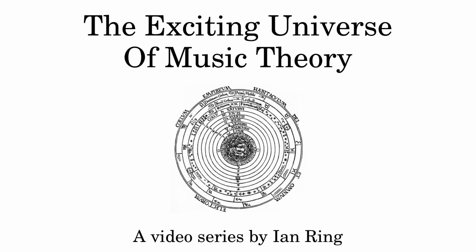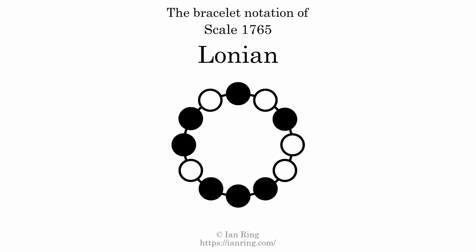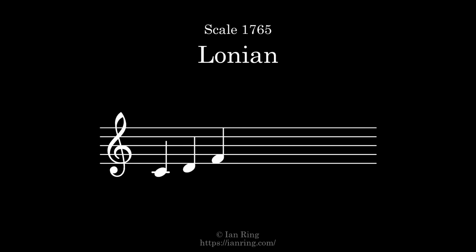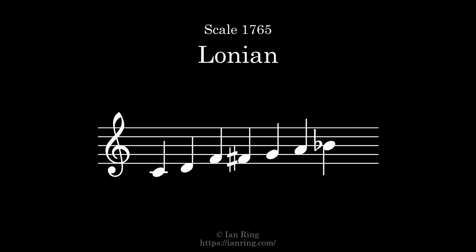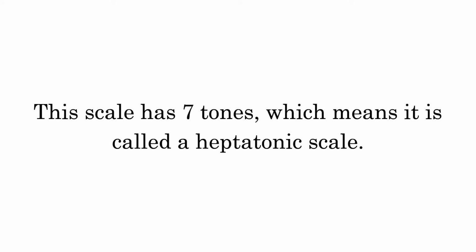Then let's begin. Today we will talk about Scale 1765, Ionian, which sounds like this. This scale has 7 tones, which means it is called a heptatonic scale.